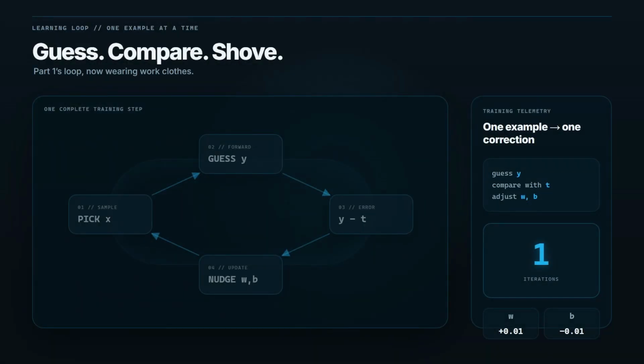Here is the whole training idea, and it is part 1's loop wearing work clothes. Show the neuron one example. Compare its guess to the correct answer. If it got it wrong, shove the weights a little in the direction that would have helped. Do that thousands of times.